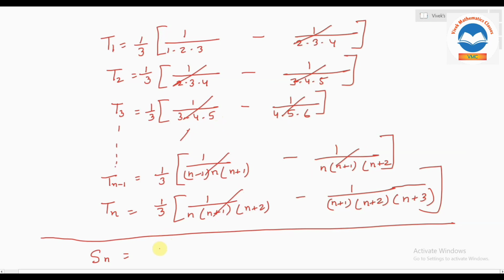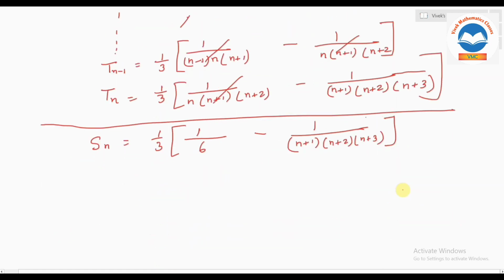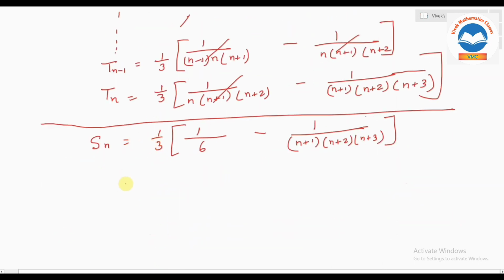So what will be left at last? It will be 1 by 3, and here we are leaving 1 by 1 into 2 into 3, which will be 6, minus, and here at last, n plus 1 into n plus 2 into n plus 3. Okay. So what are we getting? This will be our Sn. This will be our Sn value.